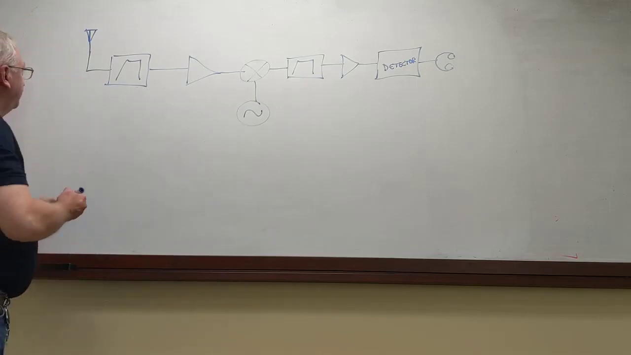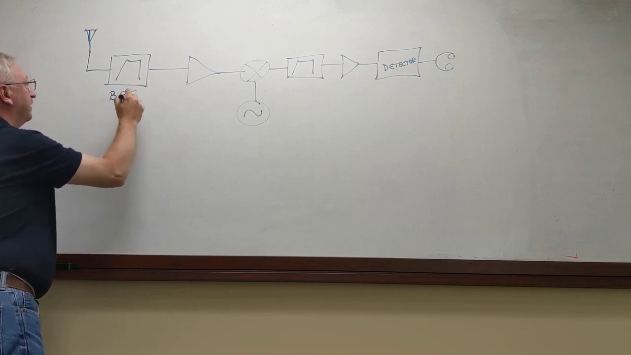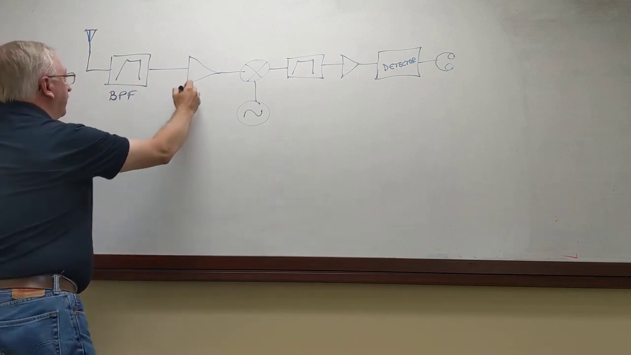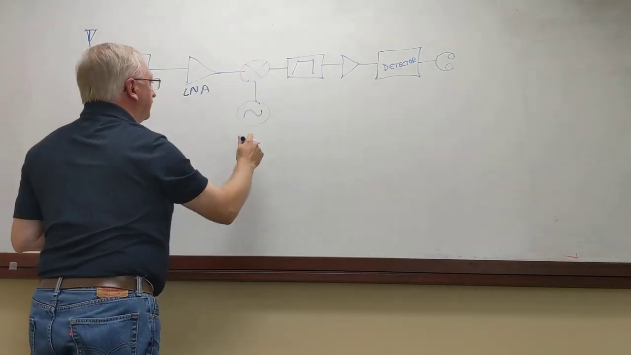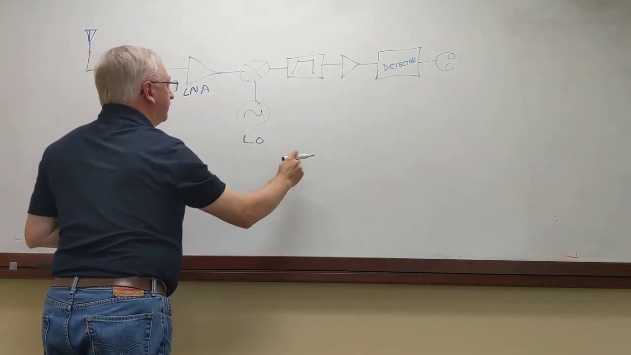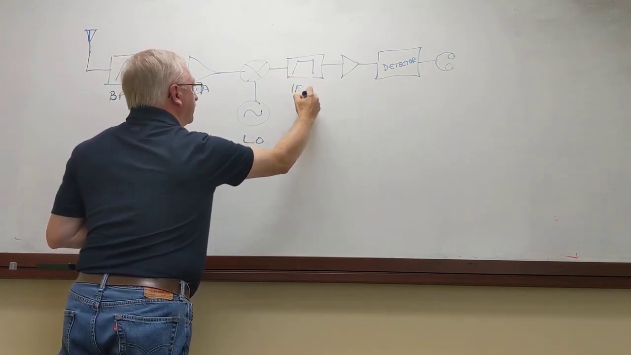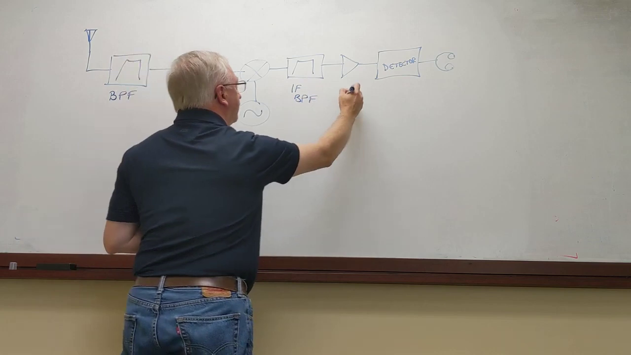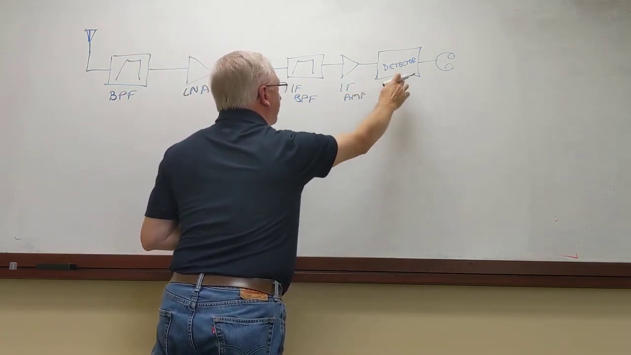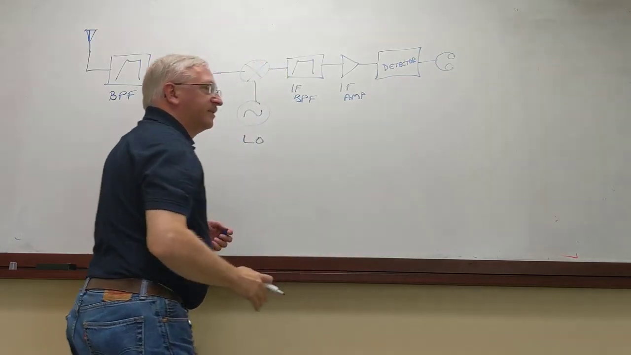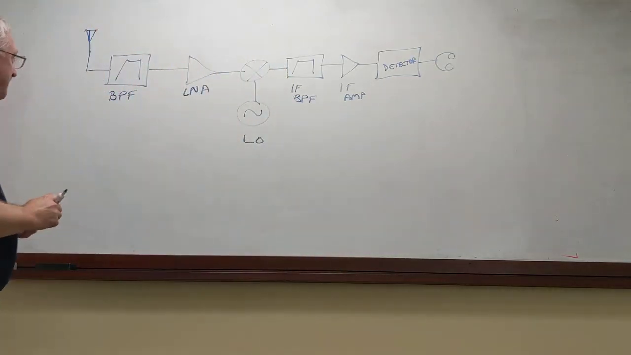We have an antenna, and we have an input bandpass filter, a low noise amplifier, mixer, local oscillator, IF filter, which is also bandpass, an IF amplifier, detector, and in this example we're going to talk about audio output.